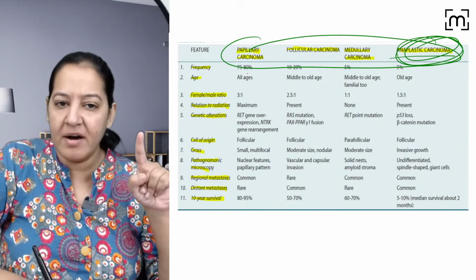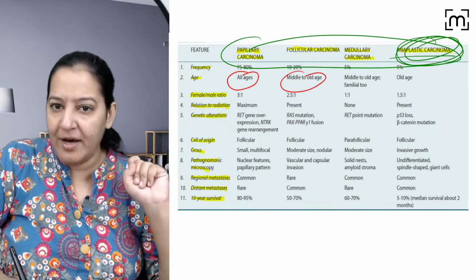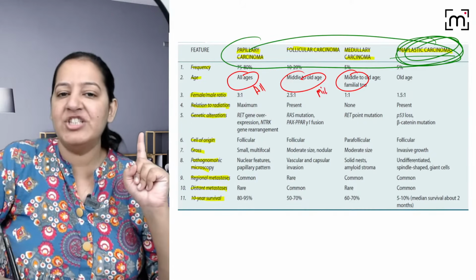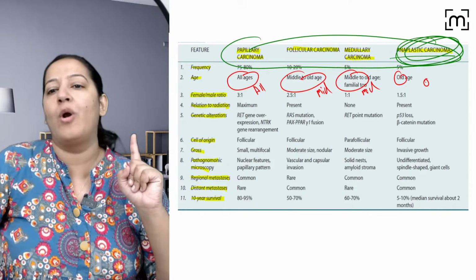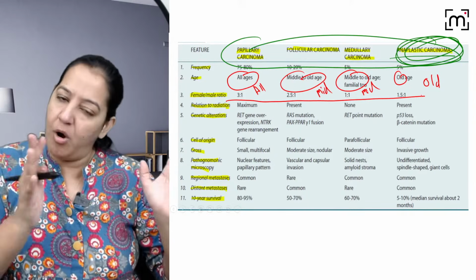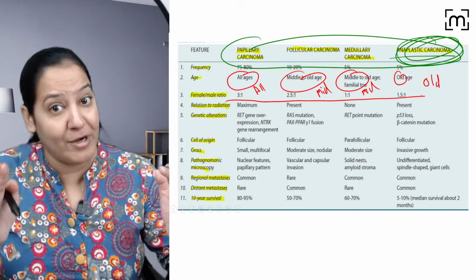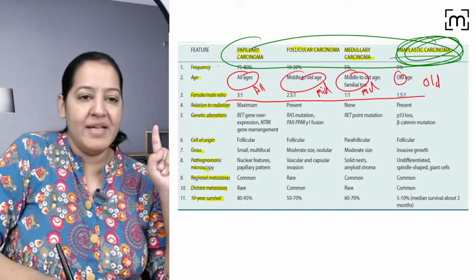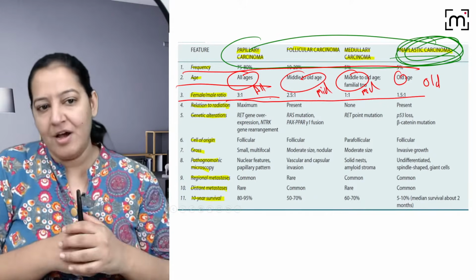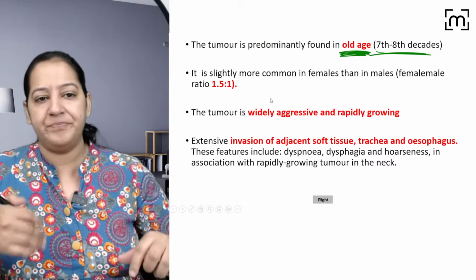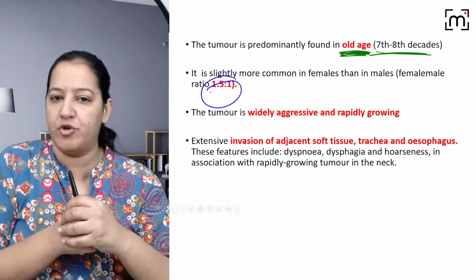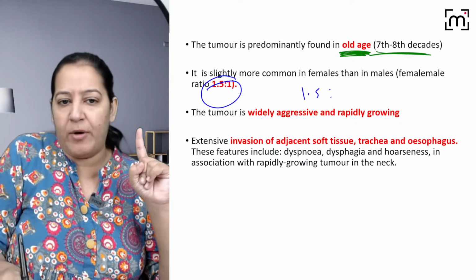See, papillary occurs in all ages, follicular and medullary occur in middle age, and anaplastic occurs in old age. So learn the age. Gender I have already taught you, right? All of them are common in females except medullary, which is equal in males and females. I already told you it is 1.5 times more common in females as compared to males. So the female to male ratio is 1.5 to 1.